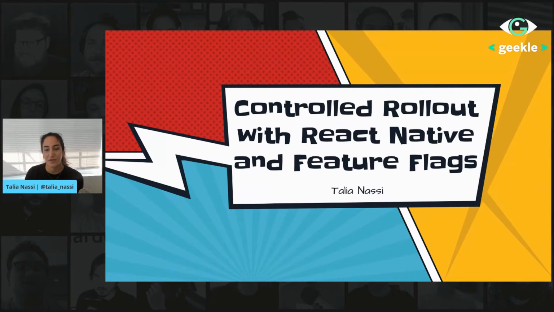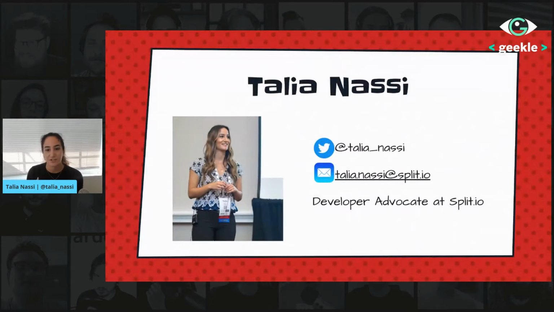Great. Okay, so we're going to talk about controlled mobile rollout with React Native and feature flags. Just to introduce myself, I'm Talia, a dev advocate at Split. Some things that I'm super passionate about: I'm known for testing in production, and that's what led me to Split in the first place. I'm all about feature flags in your release process, because I think they make a really big difference. Today we're going to set up feature flags with React Native, and talk about the process a little bit.